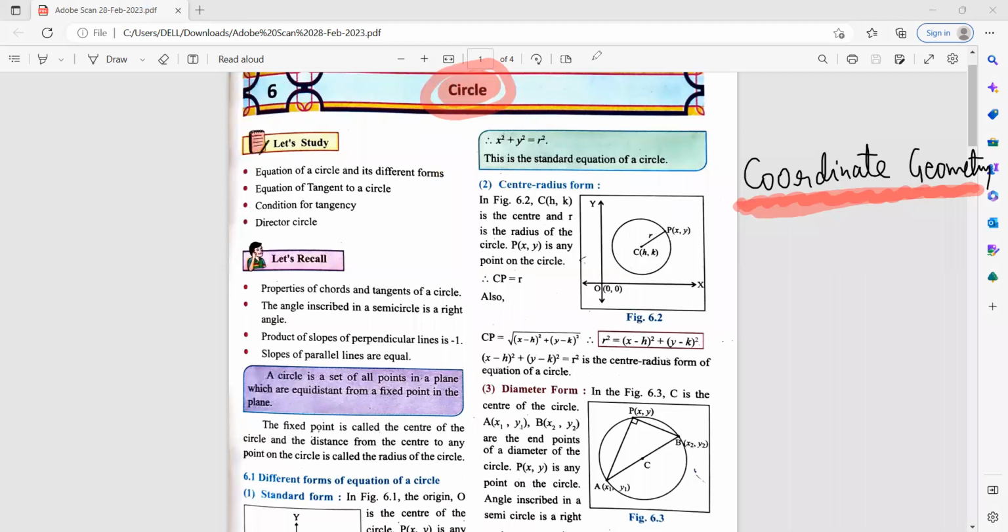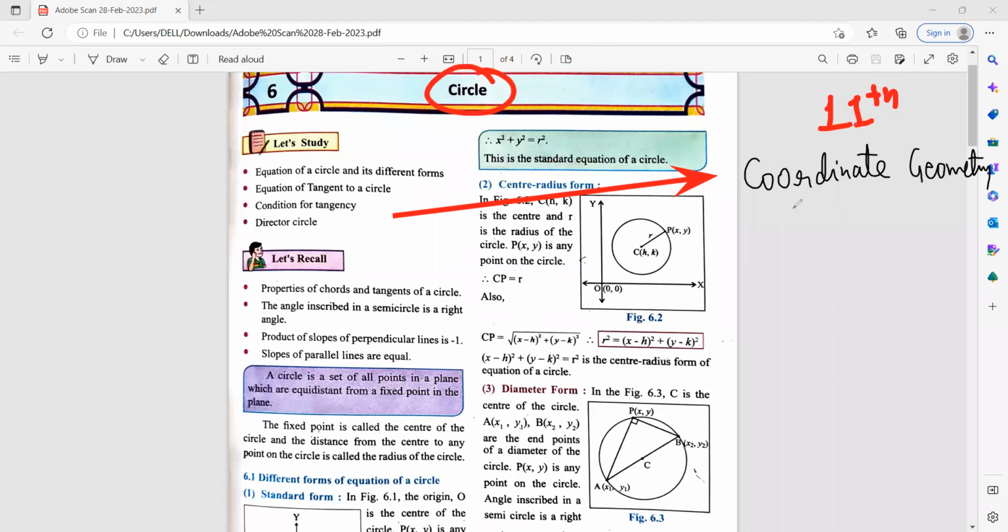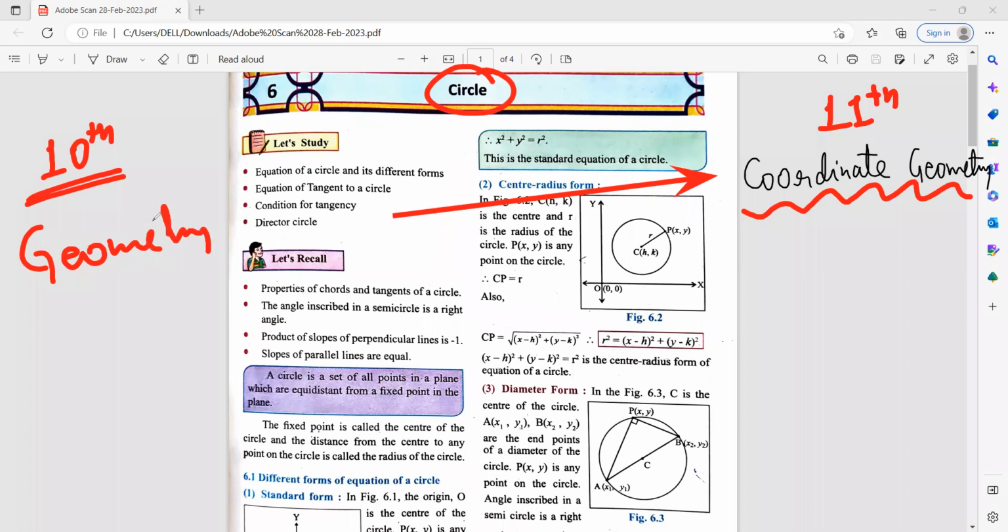different way. If you remember, you had already done circle in 10th standard. In 10th standard also, you have done the topic circle. But in 10th standard, when you did circle, it was not under coordinate geometry. In 11th standard, you are doing circle under coordinate geometry. So in 10th standard, when we had done circle, we did circle under pure geometry, simply geometry. Okay.